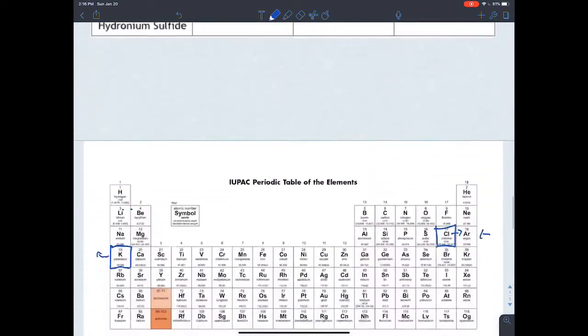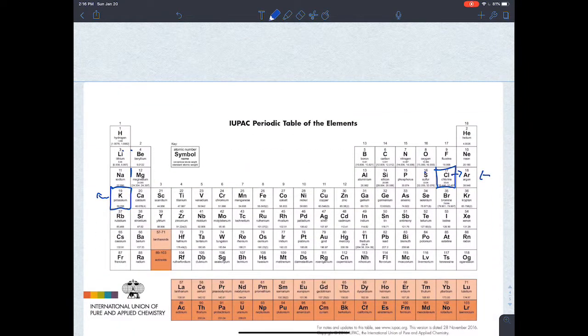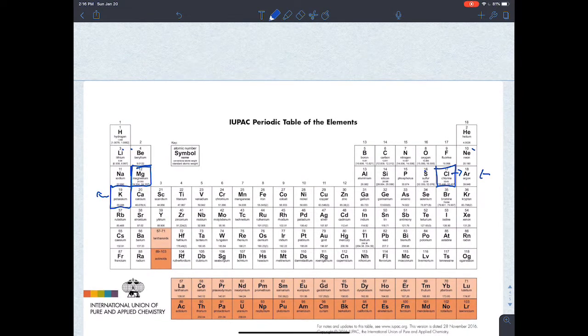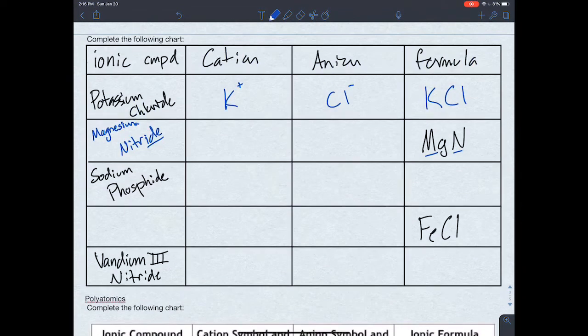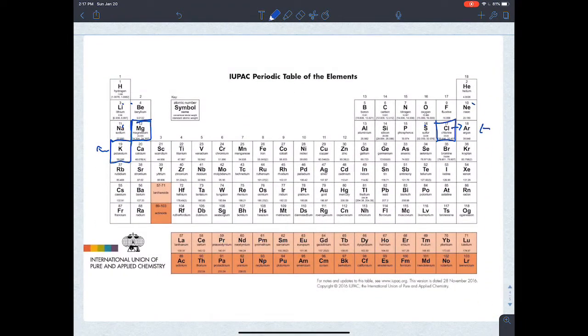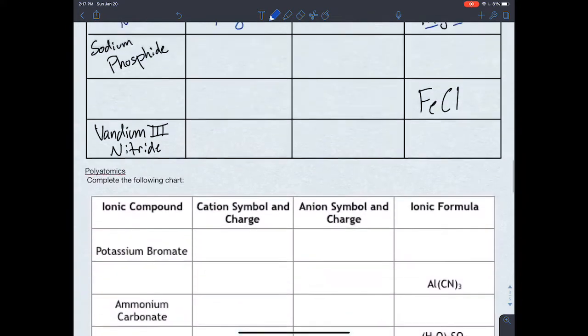So magnesium nitride. So here we're dealing with magnesium, which is going to want to go back to neon here. Okay, it's going to do that by losing 1, 2 valence electrons, so it's going to have a +2 charge. I think I just noticed a mistake with this question I asked here. Okay, then we have nitrogen, or maybe I made a mistake in how I copied it.